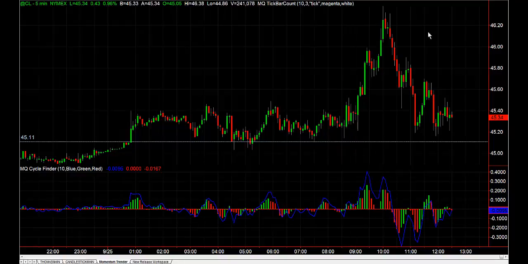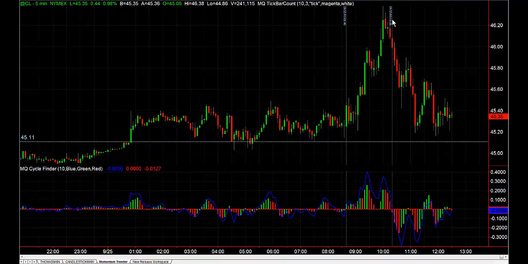So we look here, and as of this point, the cycle finder changes to an upcycle. We stay in an upcycle all the way up until right here, okay? And then we cross back to a down cycle. So first thing this morning, you get long, you're in it all the way up until it starts to pull back down, then you're out right around 46. So you had about a 60 cent move.